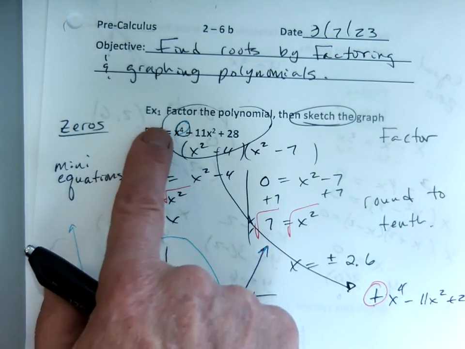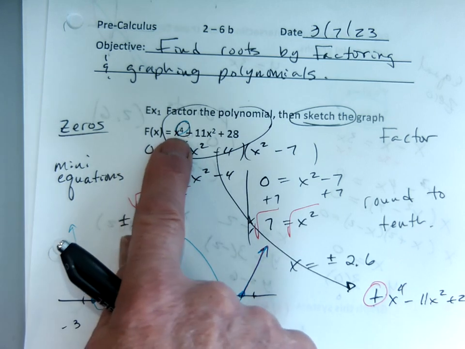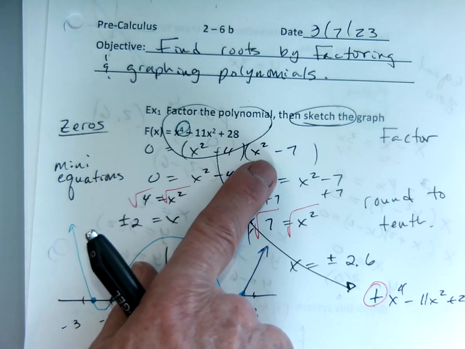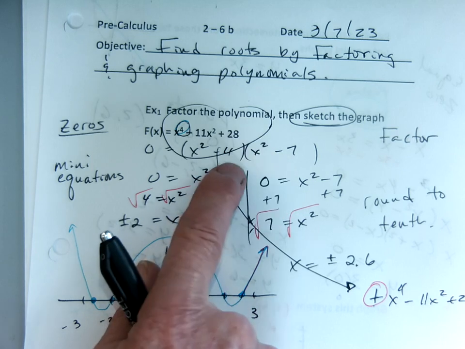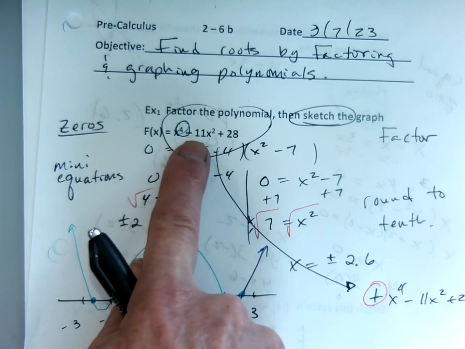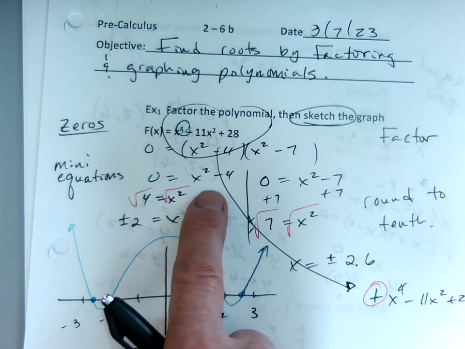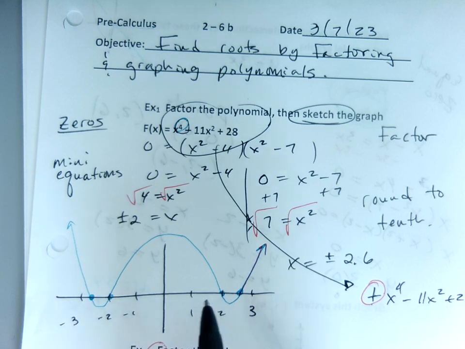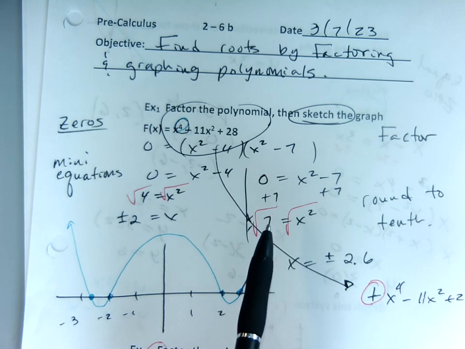So I took example 1, and I set it equal to 0, and I factored. Because it's an x to the fourth equation, I went x squared, multiples of 28, 4 and 7. They're both negative. We're going to get the negative 11x squared, okay? I did my mini equations, set them both equal to 0, and I got two answers, plus minus 2, which turns out to be these two x-intercepts. And then I solved over here for the x squared minus 7 plus 7, took the square root of 7.